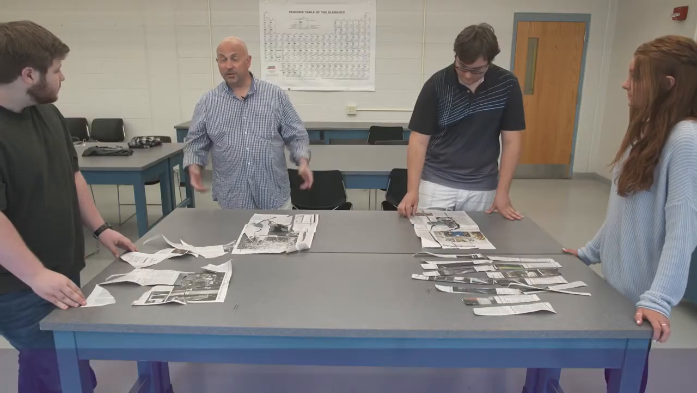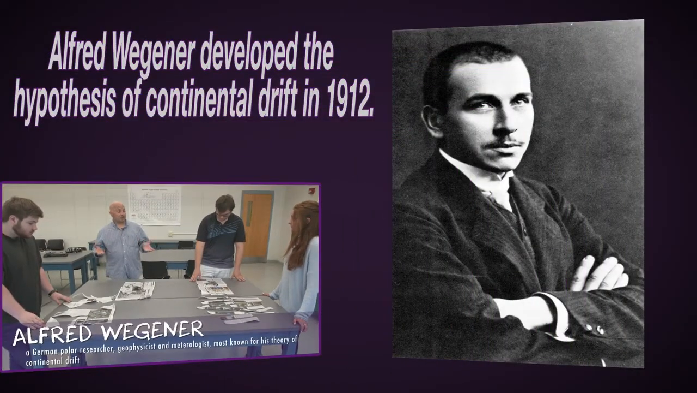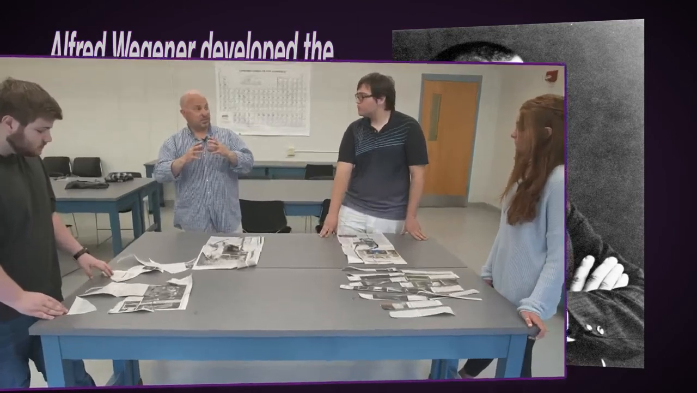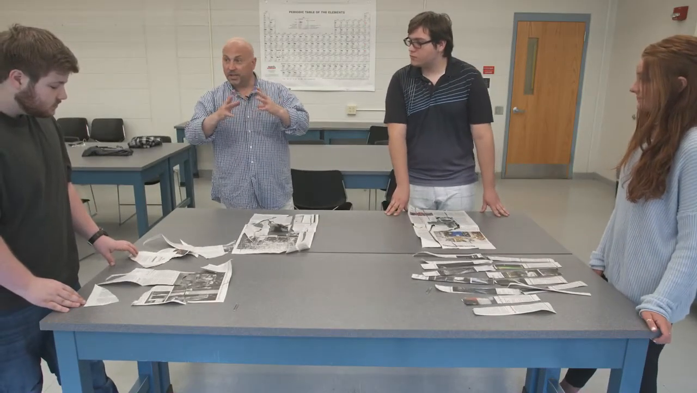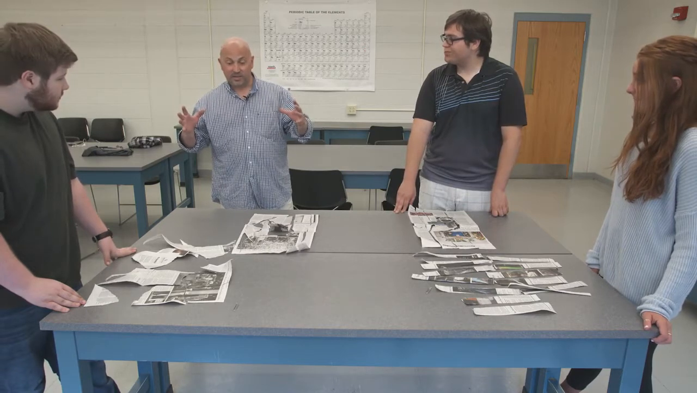And actually, this analogy of torn pieces of a newspaper is the exact analogy that somebody very important, a German scientist named Alfred Wegener, used. He was the person who came up with the hypothesis that the Earth's continents or land masses at one point were all connected together, and since that time they have drifted apart. And he called his hypothesis continental drift.